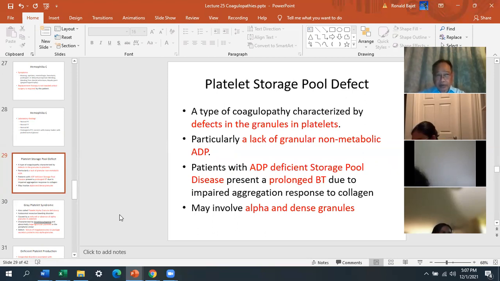Normal bleeding time is 0 to 3 minutes. So a prolonged bleeding time could be like 9, 10, 13 minutes. So remember, the bleeding time test is to give you an indication of platelet function. So you can have a normal platelet count, but your platelets will not be functioning correctly. The bleeding time test will tell you that you have improperly functioning platelets. In platelet storage pool defect, it may involve the alpha and the dense granules.